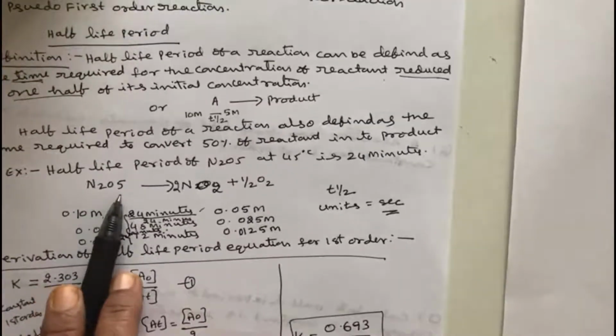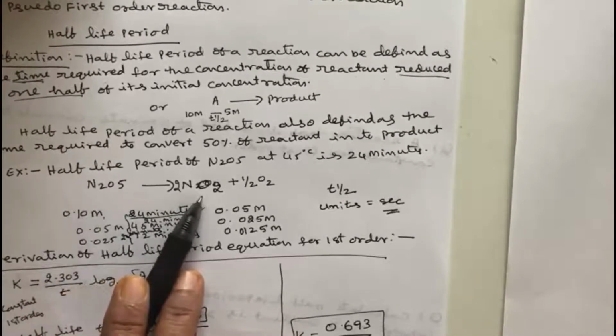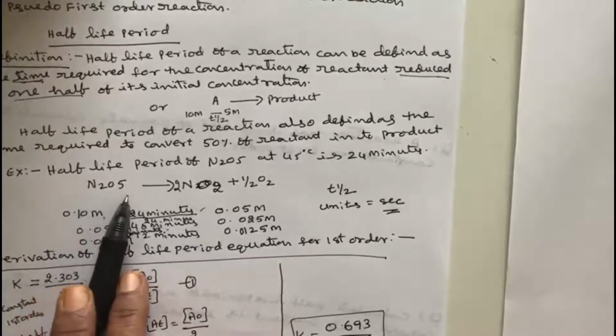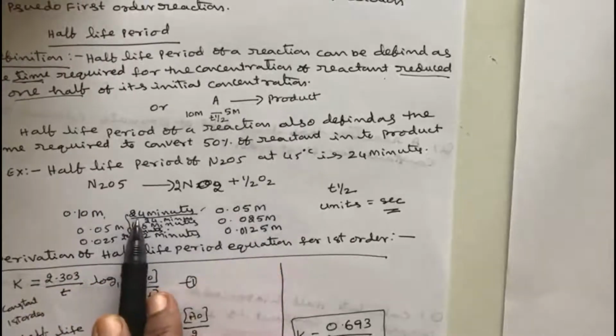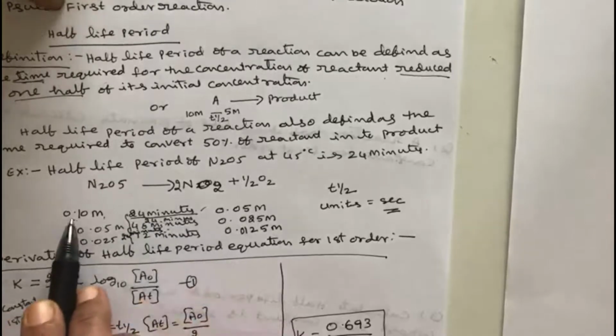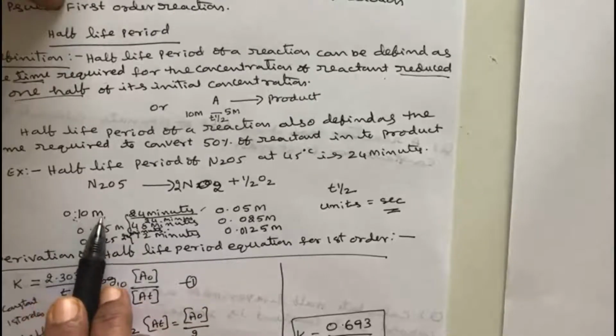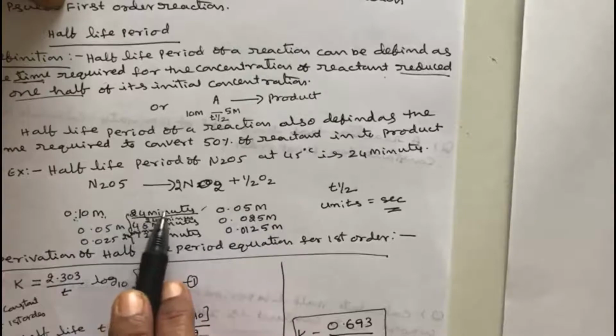Now going to the first example, N2O5. Its order is 1. This is a first order reaction. In this reaction, N2O5 is converted into 2NO2 plus half O2. Its half-life period is 24 minutes. Here, the initial concentration 0.1 m is reduced to 0.05 m. The time is 24 minutes.